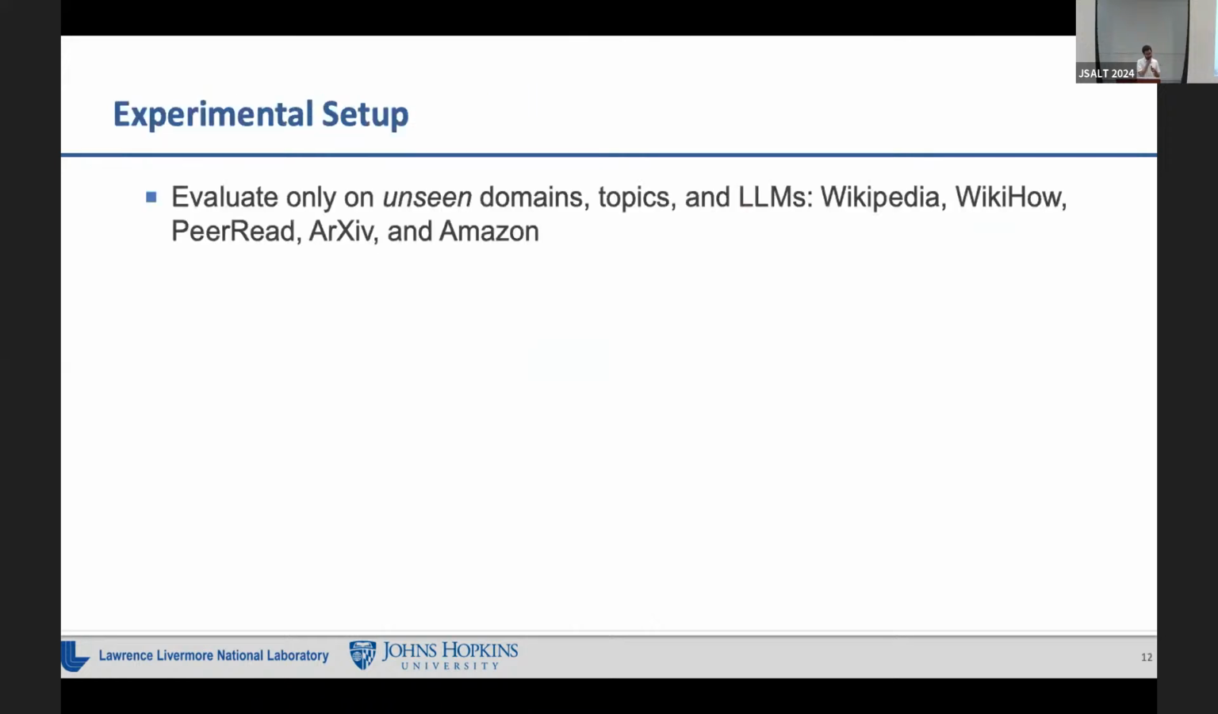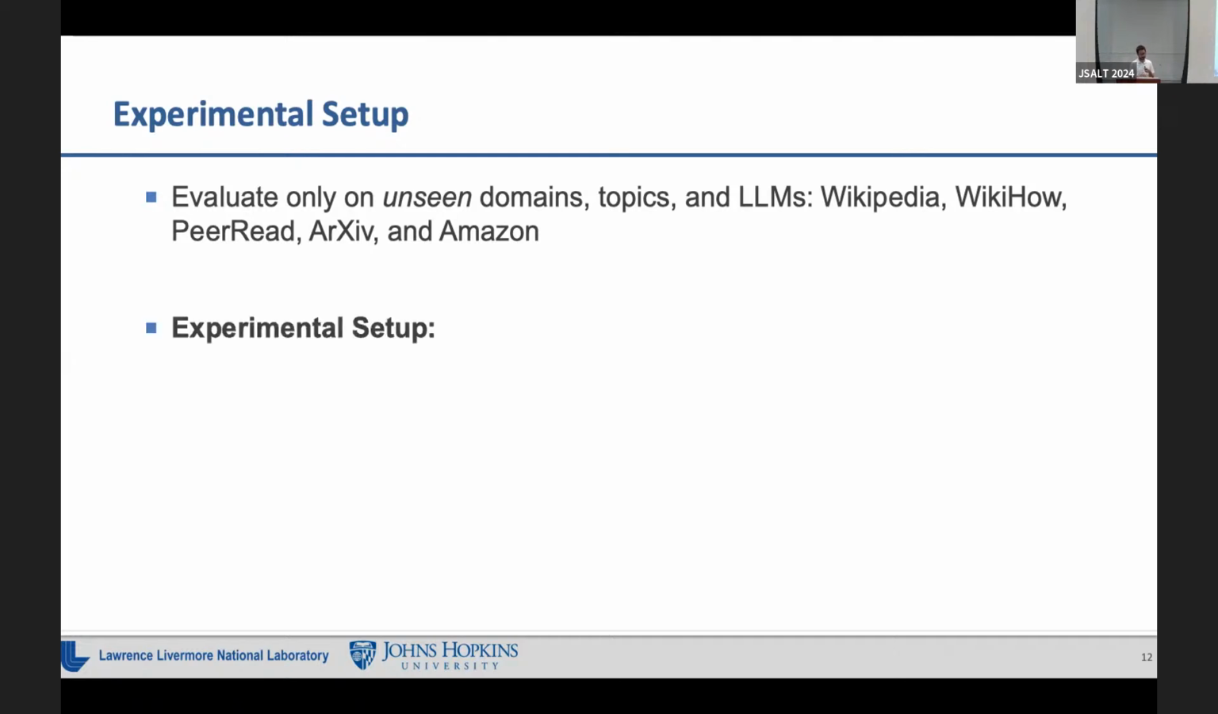So now we're going to go into more of the experiments. Given our motivation, we evaluate only on unseen domains, topics, and language models. So if we trained our style representation on Reddit, we're going to evaluate on everything else that's not Reddit, including Wikipedia, WikiHow, PeerRead, Arxiv, and Amazon.